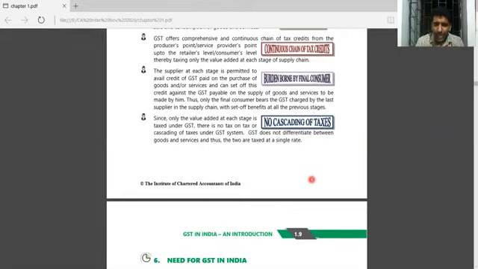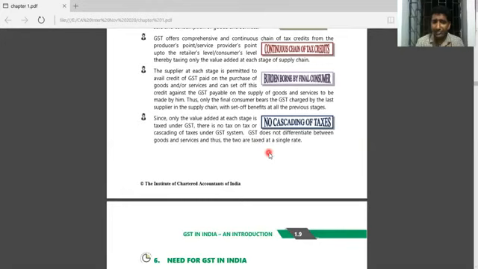Only value added at each stage is taxed extra. So for example, since only the value added at each stage is taxed with the GST, there is no tax on tax or cascading of taxes under the GST system. Cascading means tax on tax.